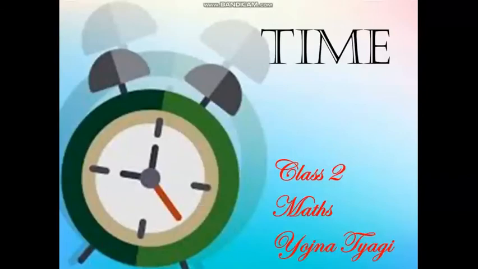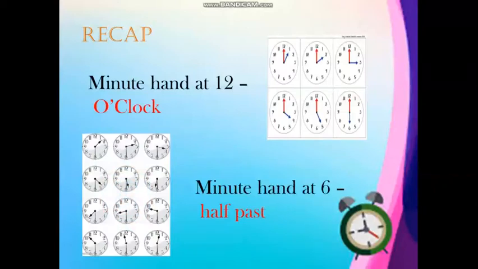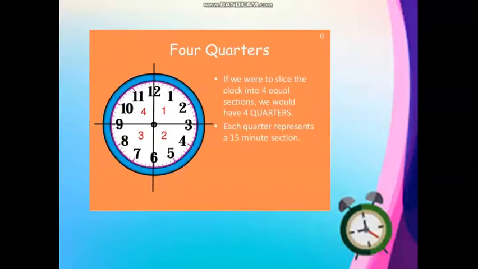Children, let us first of all revise what we did in the last class. We did that when minute hand is at 12, the time is going to be o'clock. For example, if minute hand is at 12 and hour hand at 4, the time is going to be 4 o'clock. And if minute hand is at 6, the time is going to be half past. For example, if minute hand is at 6 and hour hand has crossed 2, the time is going to be half past 2.